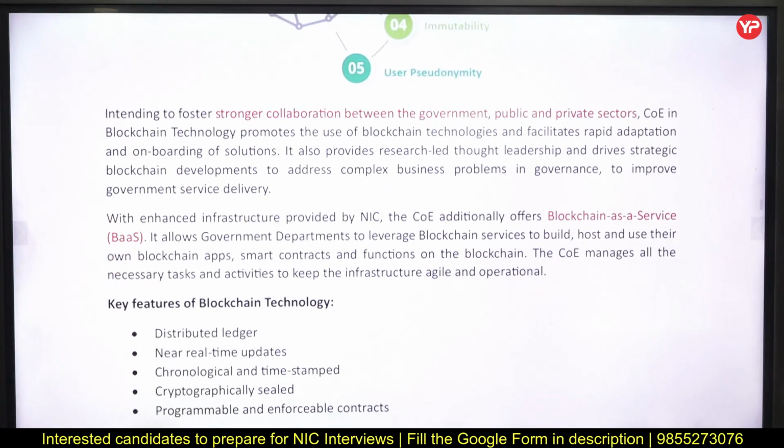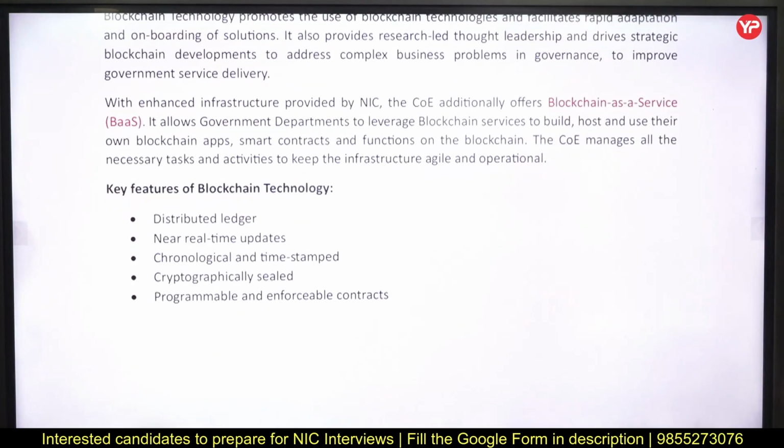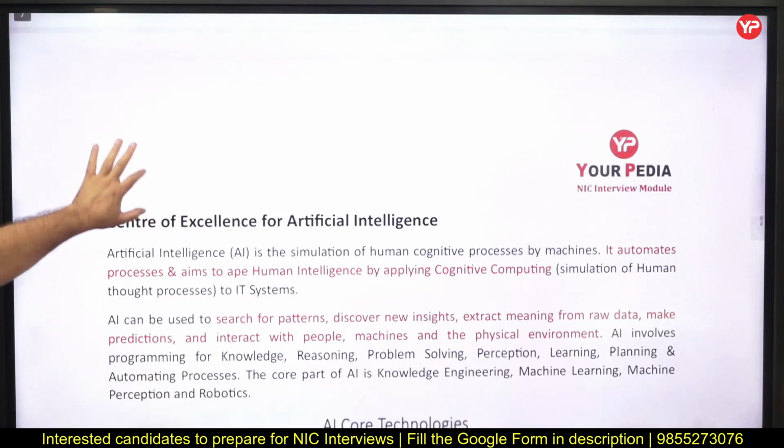So you should know what is the meaning of that. Blockchain as a service, BaaS, ये बहुत important term है. So that is basically to use blockchain technology for various purposes, and key feature is like, you know, distributed ledger, near real time updates, chronological and time stamped, cryptographically sealed things. So these are some of the key features. So those of you who have worked in this field, they should go for this, they should read it.